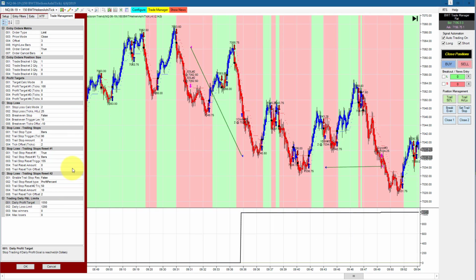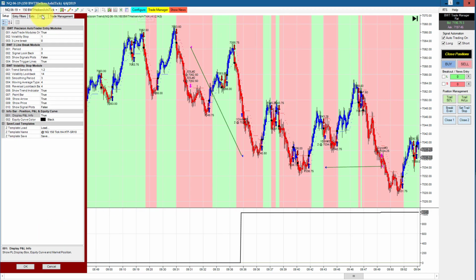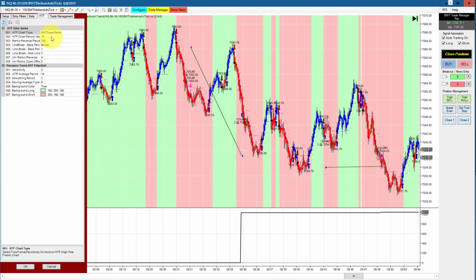Okay, the NASDAQ on a 150 Heikin-Ashi chart has a goal of 1550 and a loss limit of 1200, and this did 1770. This had excellent positive slippage. This is using a higher time frame filter of Super Renko 10 tick.